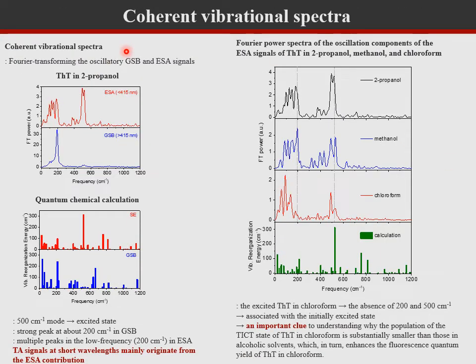The coherent vibration spectra were obtained by Fourier transforming the oscillatory GSB and ESA signals in the previous slide. Since the red side of the ESA band spectrally overlaps with the blue side of the GSB band, the oscillatory signals associated with pump-excitation-induced vibrational wave packets could in general be a mixture of excited and ground state contributions. However, we found that the two coherent vibration spectra associated with GSB and ESA appear to be quite different from each other.